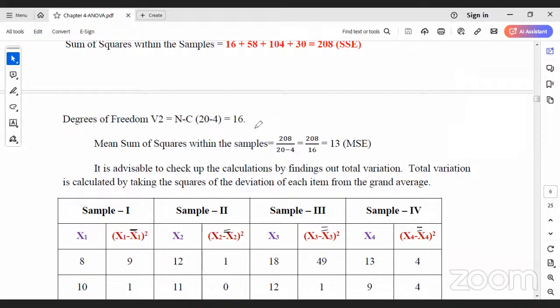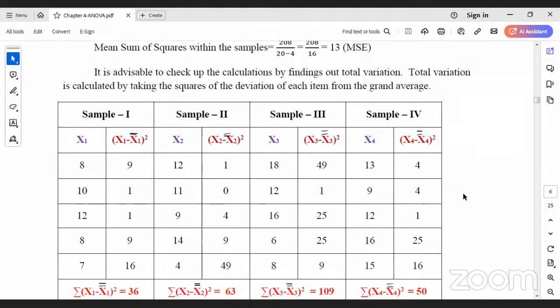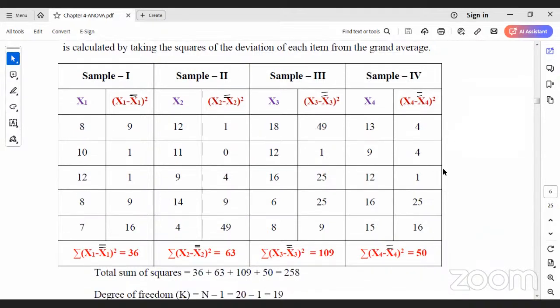So see, between samples is completed, within samples is completed. Okay, after completing all these values, simply insert the values in the table. But before inserting the values, if you have any doubt whether the problem we have done is clear or not, we have to check again here. It is advisable to check the calculations by finding the total variation. Total variation is calculated by taking the squares of the deviation of each item from the grand average. So this is one more step. If you want to do it from an examination point of view, you can do it, otherwise no need.